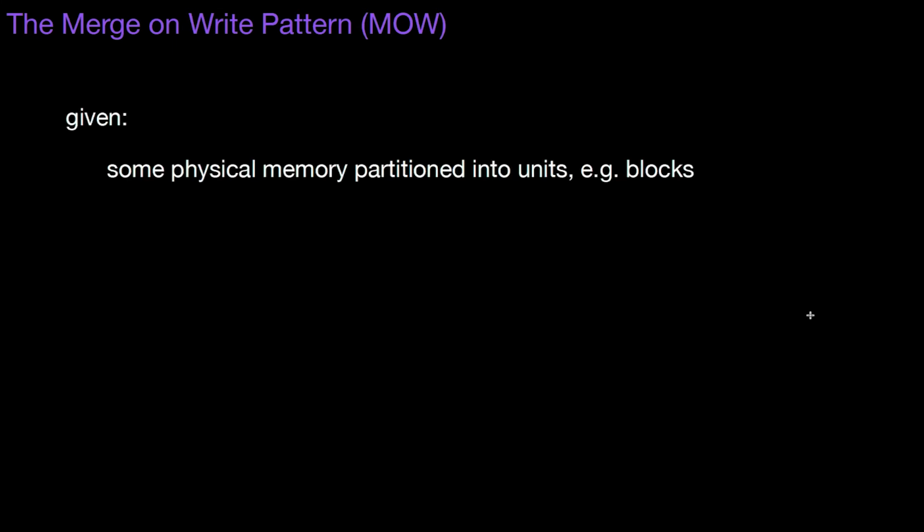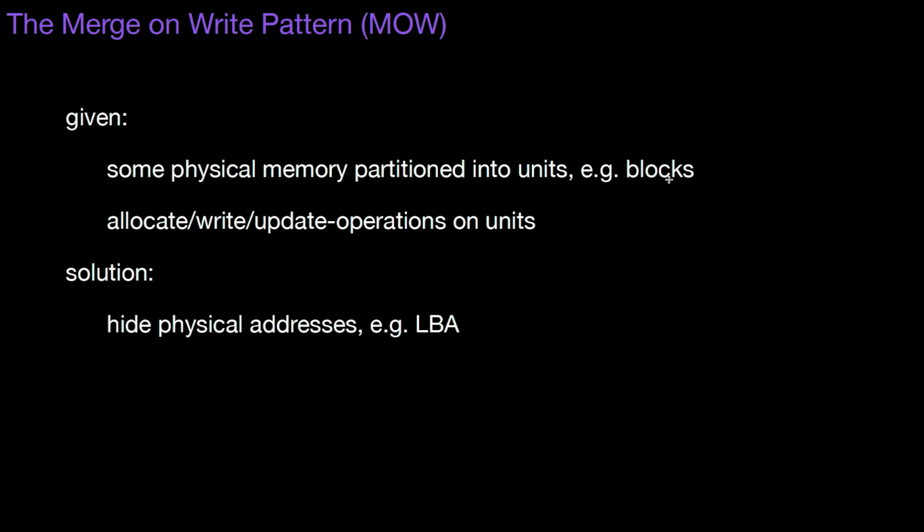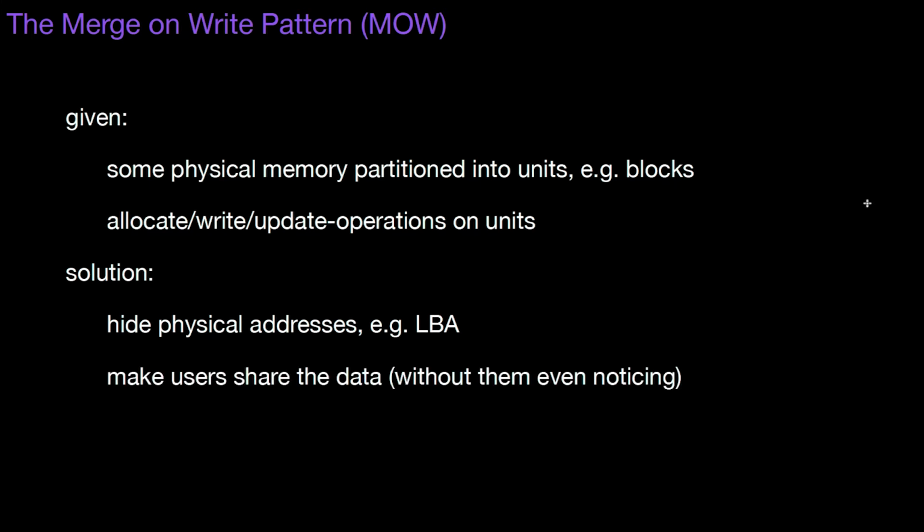Given this, we have some physical memory partitioned into units. Let's assume blocks for the moment, but it doesn't have to be blocks. We have allocate, write, and update operations on those units. And then the solution is you hide physical addresses. So like in logical block addressing, you make users share the data without them even noticing, so it's really the same as in copy on write.